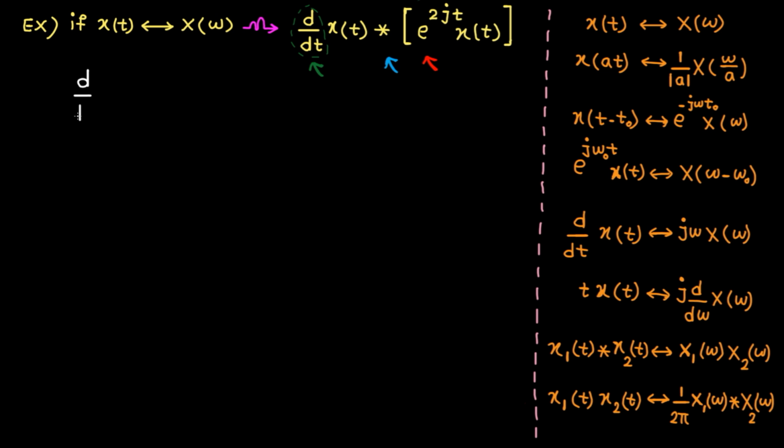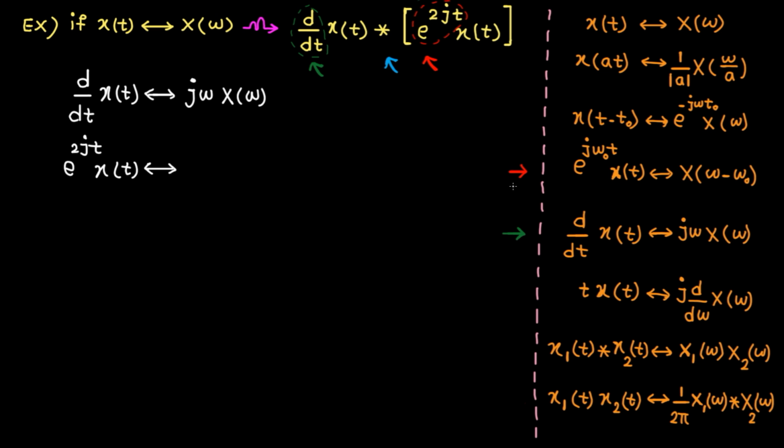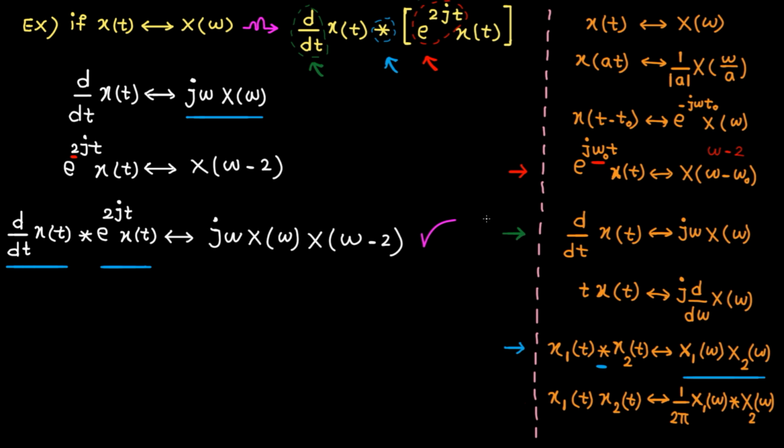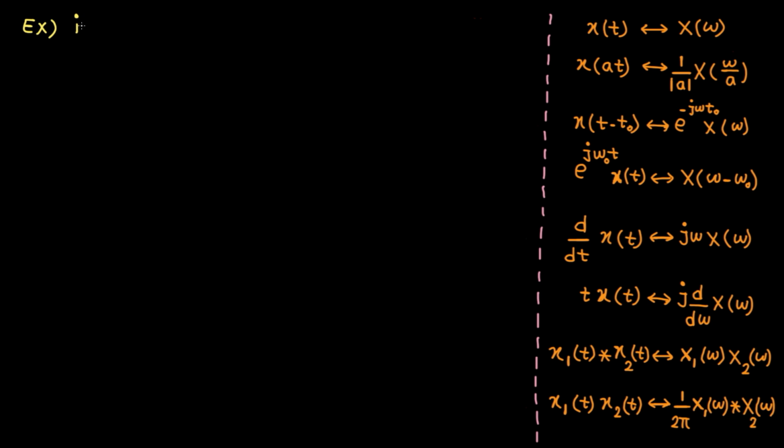Let's start with the derivative. Based on the time domain differentiation, we just need to multiply the Fourier transform by j omega. Now, let's multiply this complex exponential by x(t) and use the frequency shifting property where omega naught is 2. So, you just need to replace omega by omega minus 2 in the frequency domain. Here we go. Finally, we need to consider convolution between these two terms. Convolution in the time domain is multiplication of the Fourier transforms in the frequency domain. The Fourier transform of the first term is this, multiplied by the Fourier transform of the second term. Done.